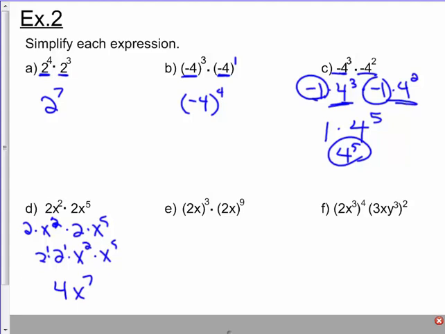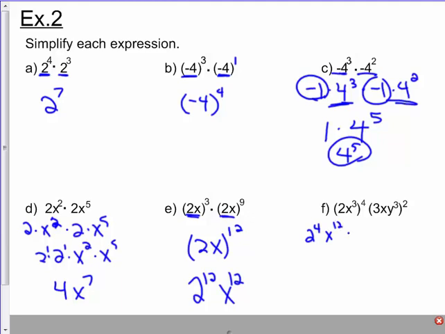In E, if I look at my base is 2x. It's that whole thing. So first I'm going to use the power rule. It's 2 to the first. Okay, and that. So my bases are the same here. So 3 and 9. That's going to give me 2 to the 12th and x to the 12th there.